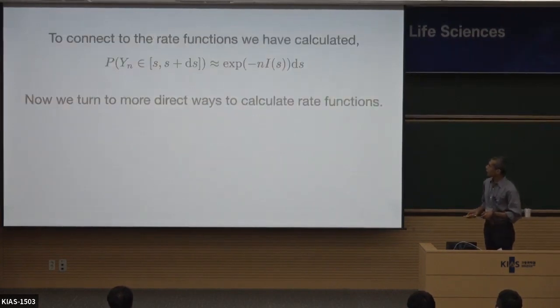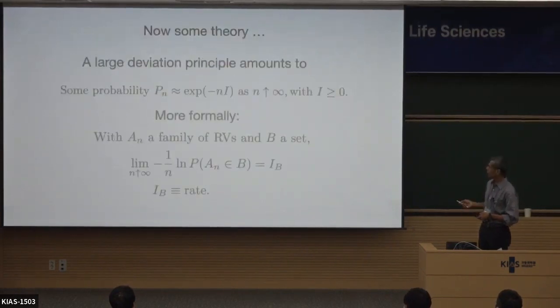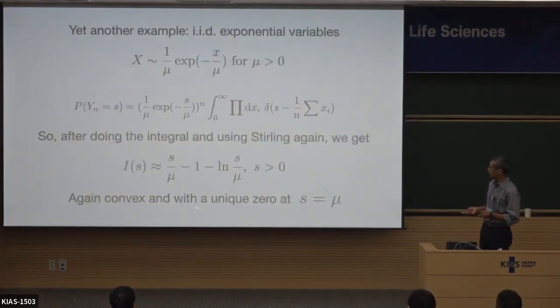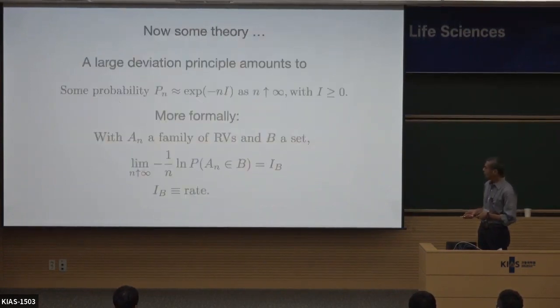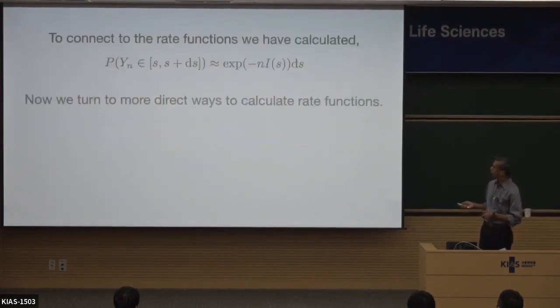Now, when we were calculating in the last couple of examples, this rate function I(s), that's a density. So to connect to this B, think of B as an interval from, say, 1 to 2. You ask for the large deviation value of the random variables in this interval 1 to 2, and you integrate that density, and that's the probability that something is going to be in 1 to 2, or in this case, s to s plus ds.